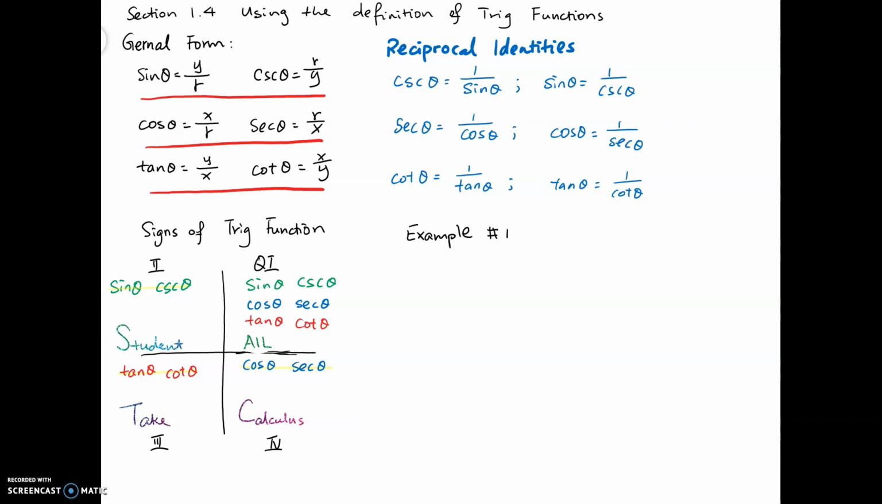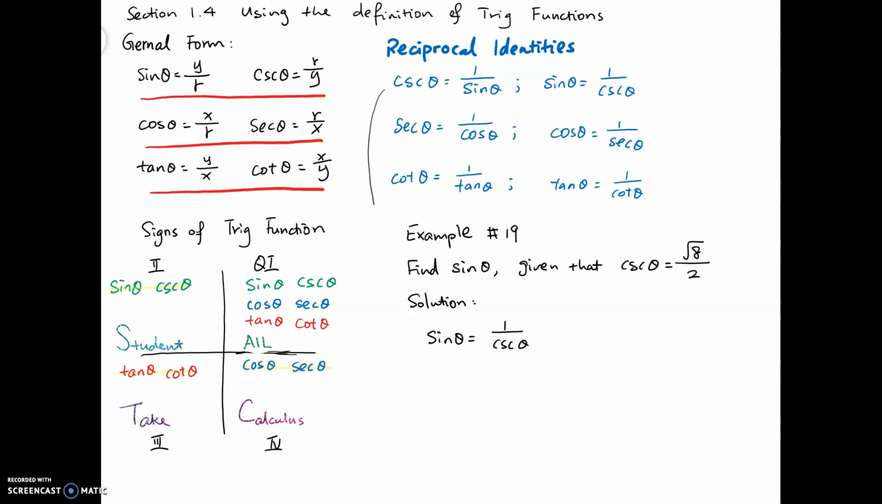This is actual question number 19 from the homework set. We want to find sine theta, given that cosecant theta is square root 8 over 2. So what we know is that sine theta and cosecant theta are reciprocals of each other. So sine theta is 1 over cosecant theta.